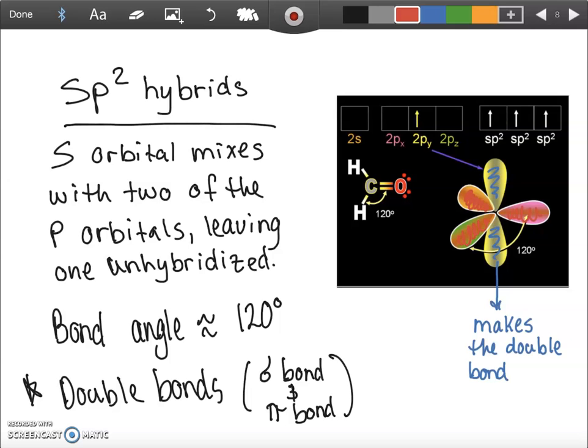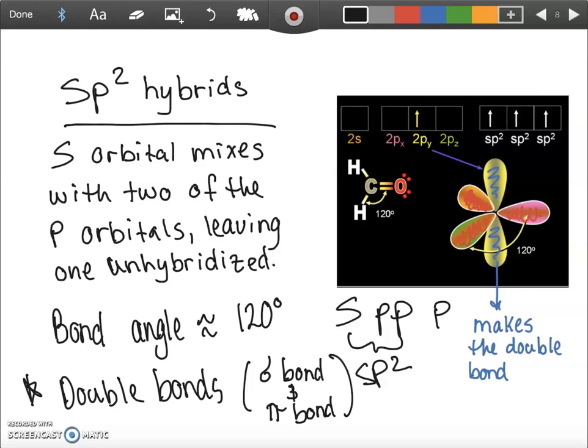Now let's take a look at the other type of sp hybridized orbital, and that is the sp2 hybrid, where the s orbital mixes with only 2 of the p orbitals, and it leaves the other p orbital all alone, okay? So the other p orbital stays by itself, okay?